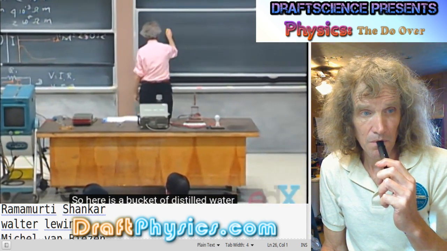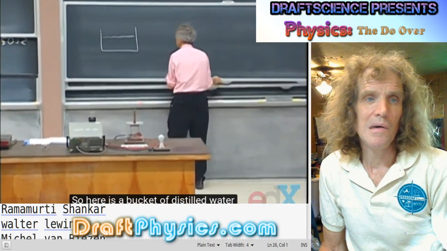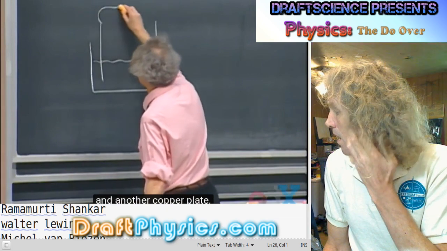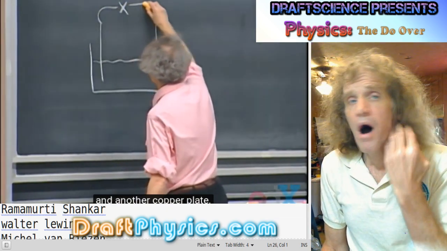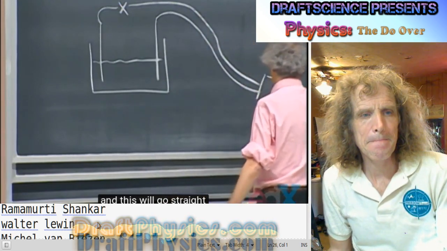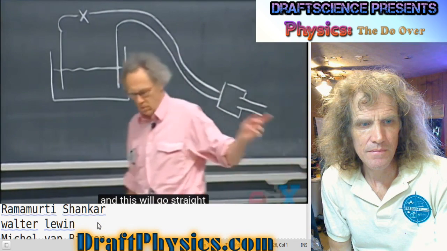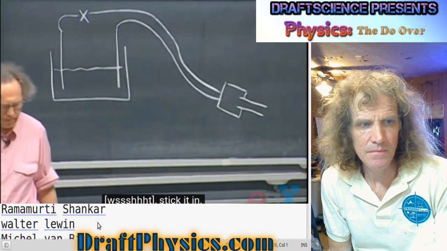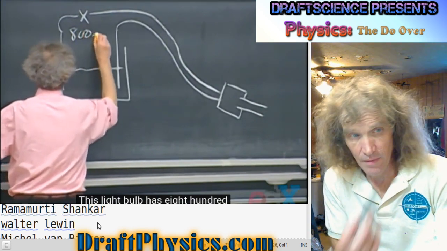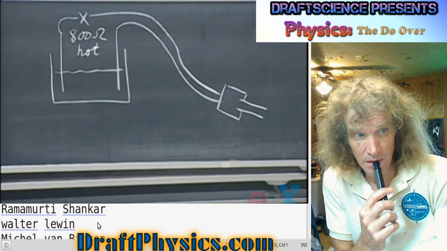So here is a bucket of distilled water, and in there is a copper plate, another copper plate, and here is a light bulb, and this will go straight to the outlet, stick it in, 110 volts. This light bulb has 800 ohm resistance when it is hot. You see the light bulb here.